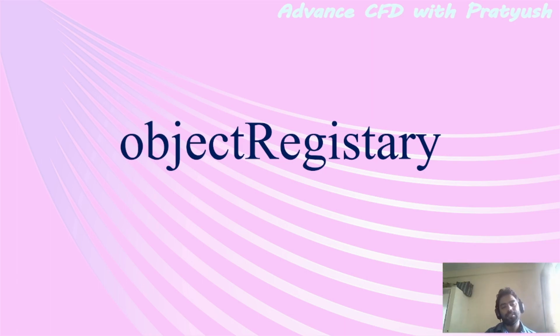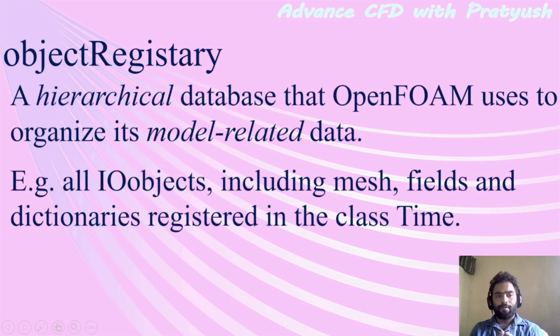You cannot imagine a situation where you are not going to work with the fields or physical models or dictionary or the time. So all these things are going to be required when you are going to do a simulation in OpenFOAM. That is why this object registry concept is very important, because those fields, those times, and those registries you are going to use if you are going to modify the field values. For example, if you are using a boundary condition, then you need to call those fields or that time registry. So let me start with introducing the object registry.